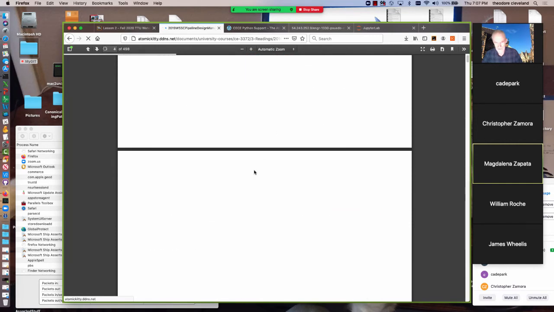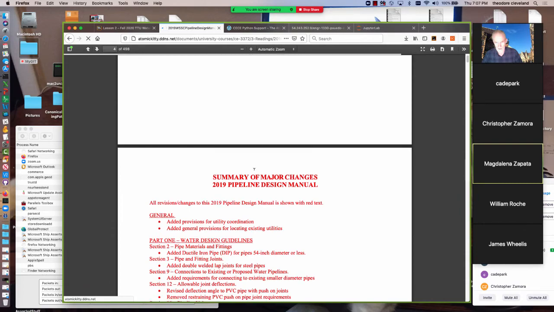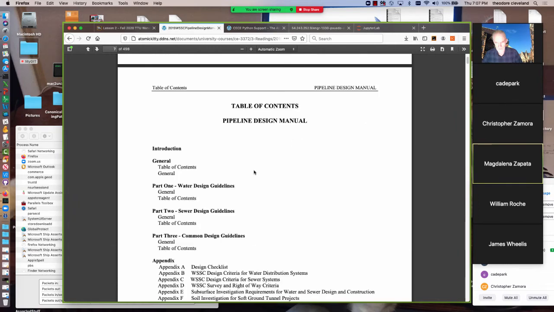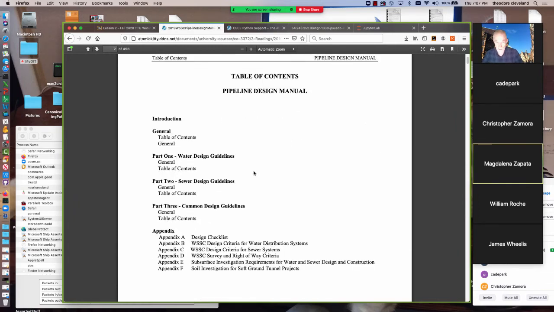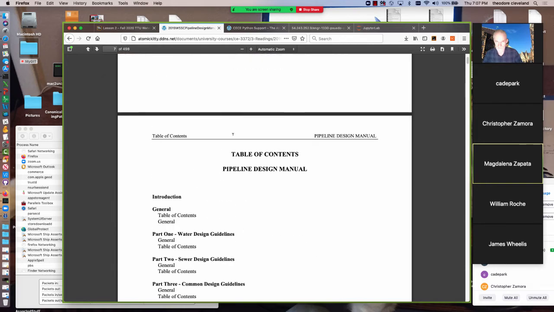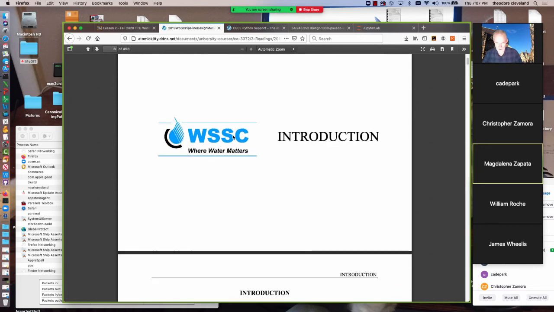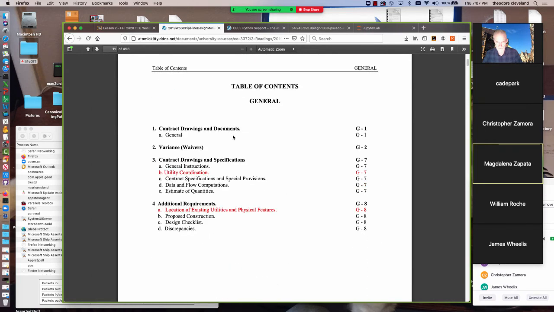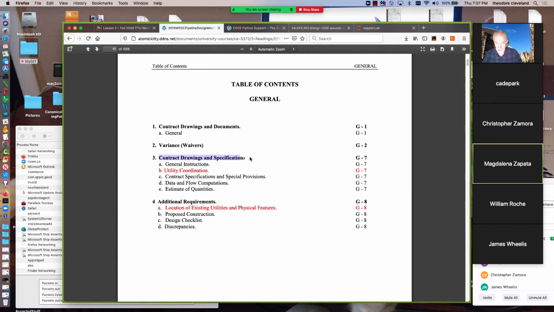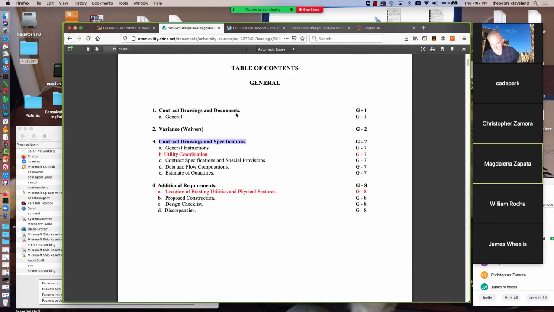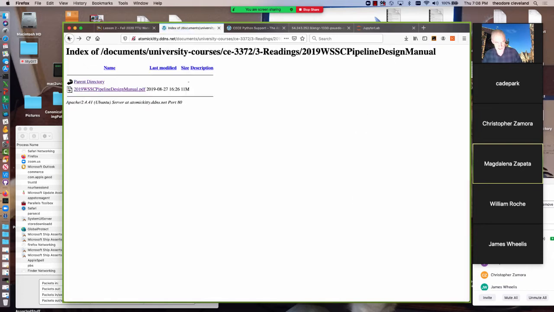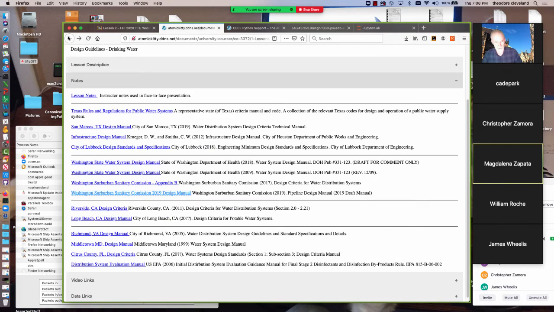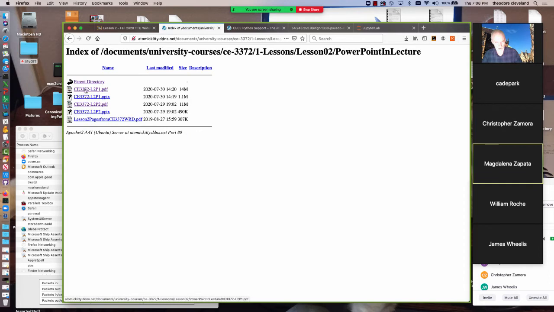And this one tells how to design a pipeline, or at least to satisfy the rules of this Washington State Sanitary Commission. And so it has introduction, drawings and specifications, how they're to be prepared. And that's common for almost all communities. Every community, even if it's not in a particular hydraulic design manual, has standards and specifications for how drawings have to be submitted. Because the drawings and specifications are the primary communication tool for them to issue a permit. And so they have a good idea of what's getting put into the ground.